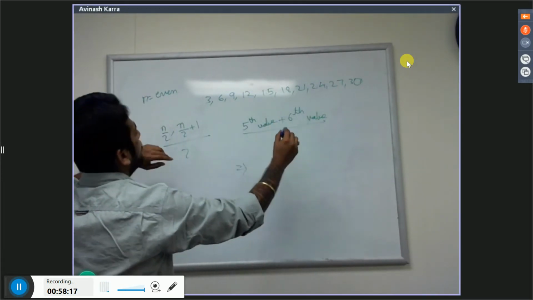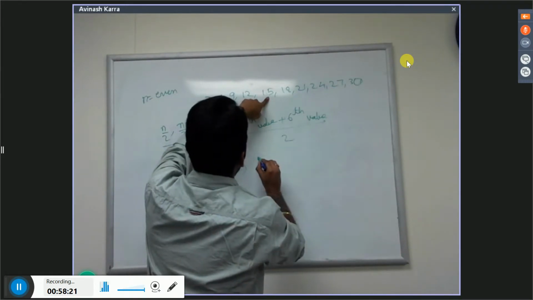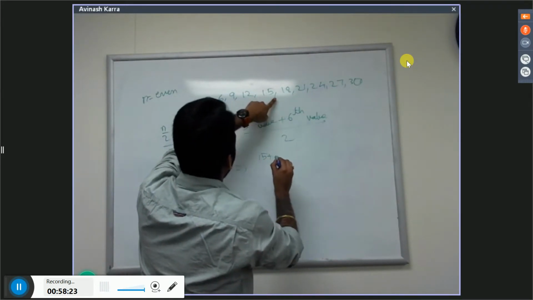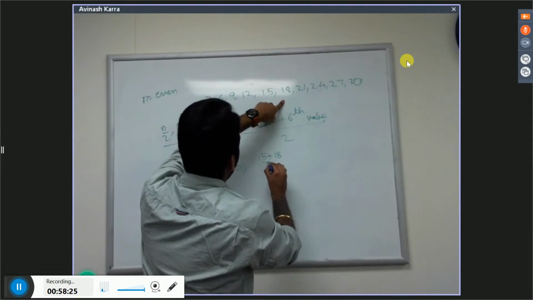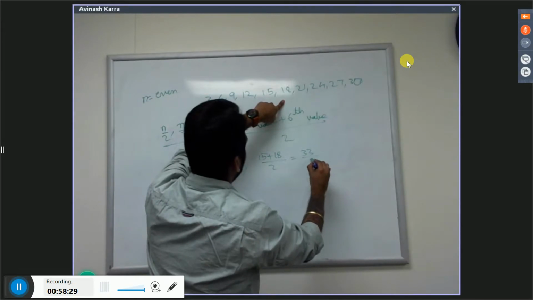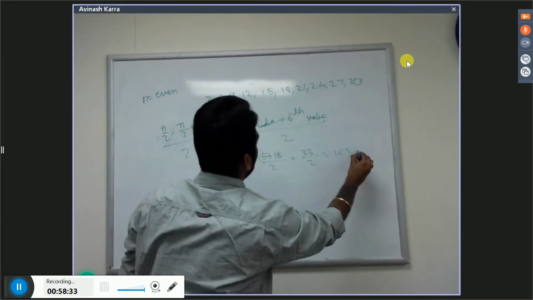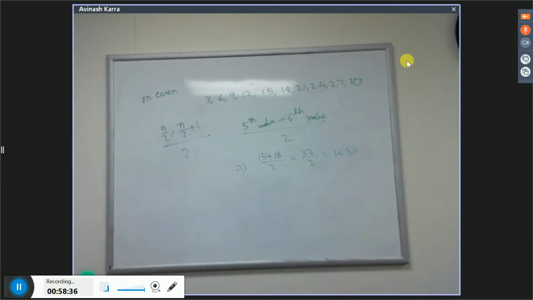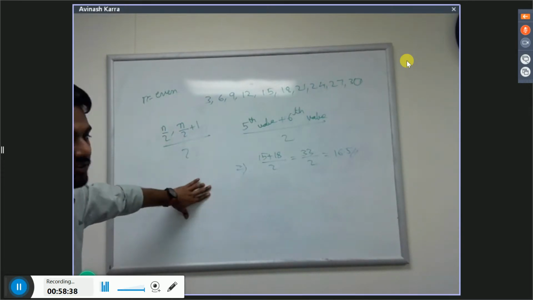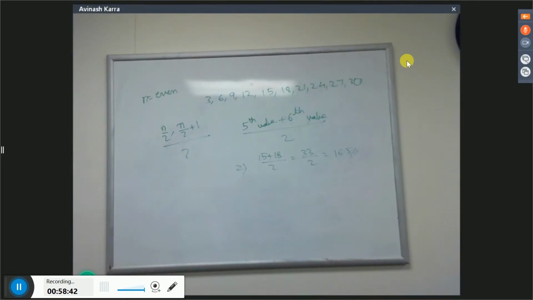What are the fifth and sixth values over here? 1, 2, 3, 4, 5. 15 plus 18 by 2 is equal to 15 plus 18 is 33, 33 by 2 is equal to 16.5. So 16.5 is the average. Did you understand this step till here? Any questions?